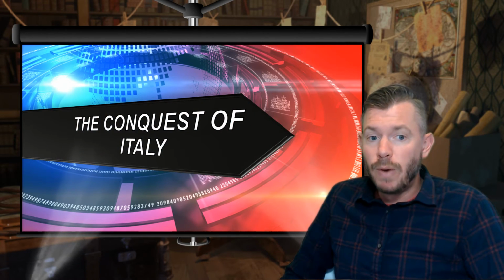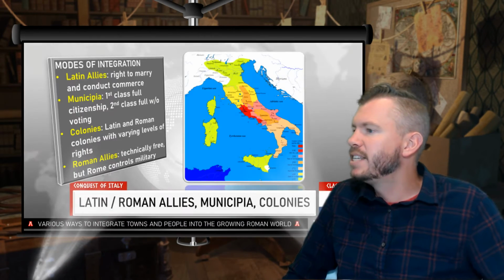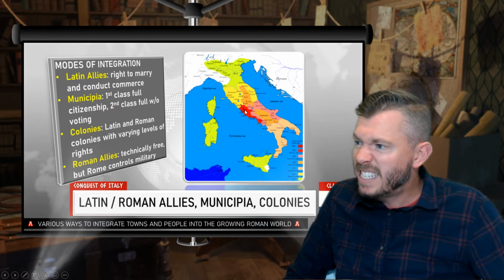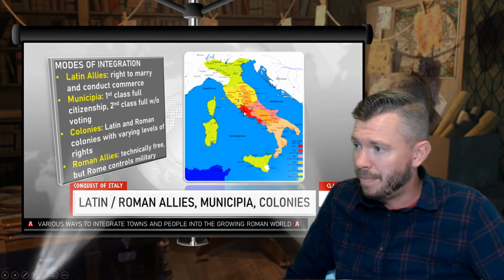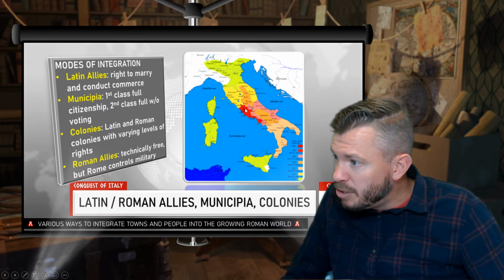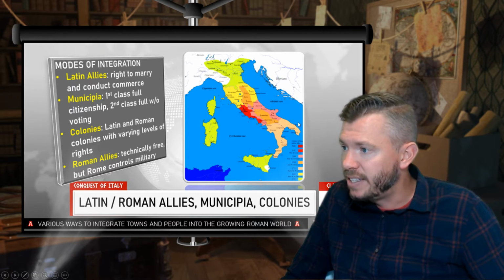Okay, so what happens when Rome gets out, right? We've seen that map a couple times. Where were we on that map? Up into the 4th century, Rome is still really, really, really small. And what we're going to do now is see how Rome goes from just this tiny little very dark red area here to owning the entire Italian peninsula.